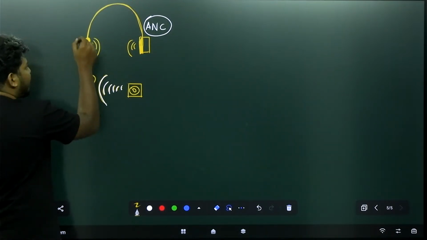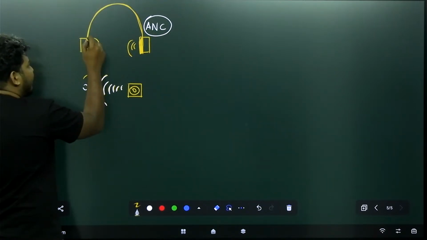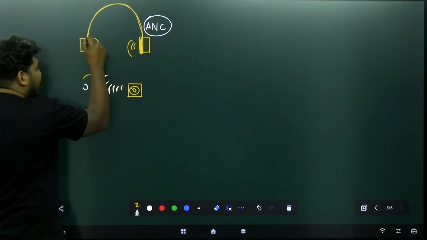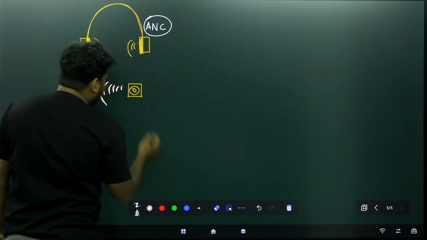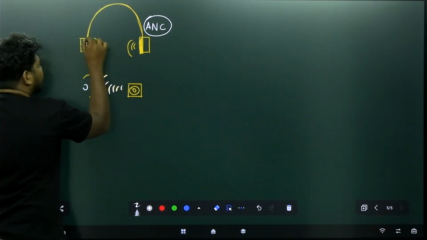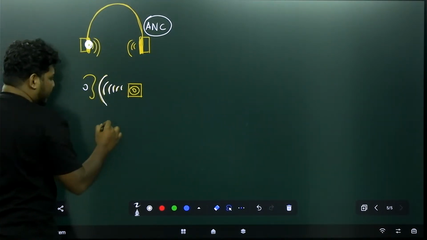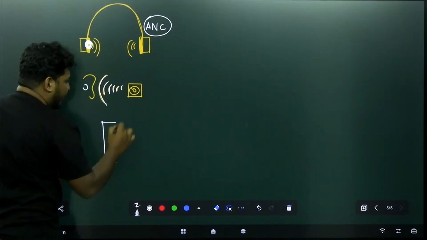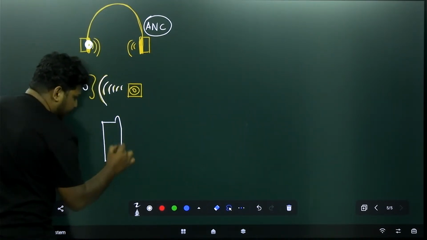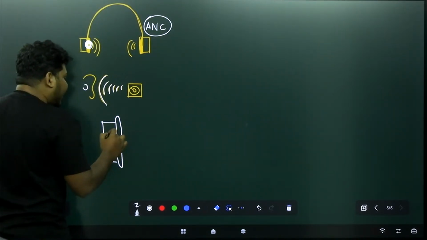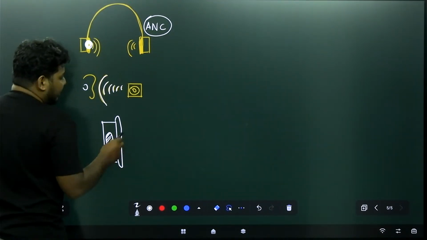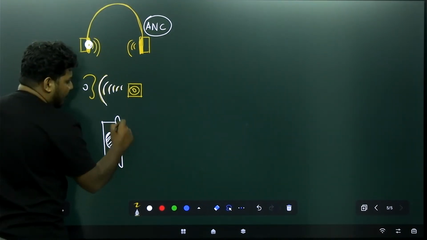There is a speaker here. This is the speaker inside the earphone. So let's say this is the earphone. Okay, right, inside the earphone there is a speaker here. So this is the speaker, and this speaker will produce the sound.